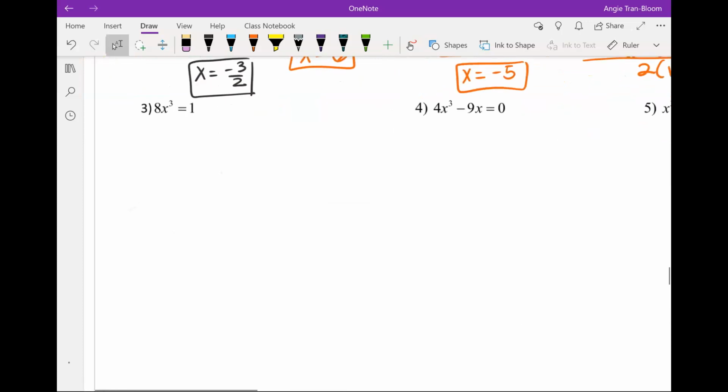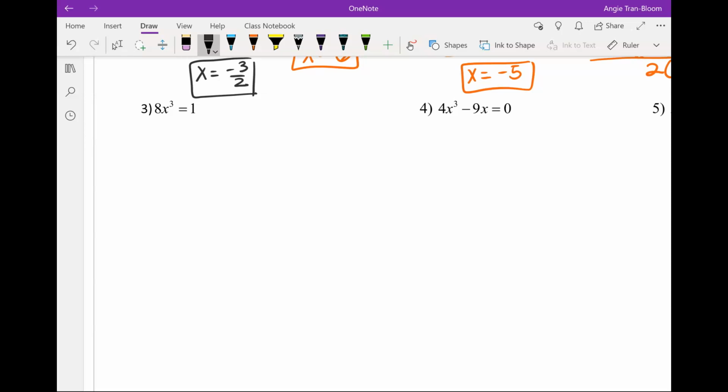Example 3. 8x to the third equals 1. Remember, the zero product property will only work if it equals 0. So what should we do first? Subtract 1 from both sides. So we have 8x cubed minus 1 equals 0. Is this difference of 2 squares or difference of 2 cubes? 2 cubes, okay? So rewrite it in a way that will help us factor.